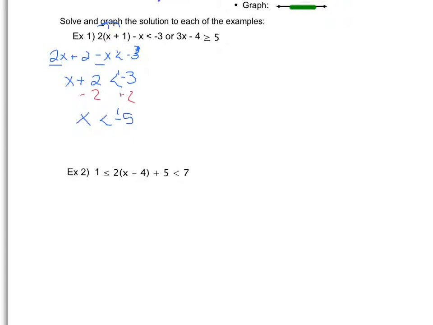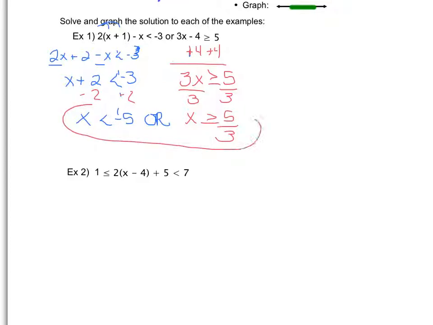I also have to solve the other piece, so I'm going to drop my OR down. And looking at the other side, there is no distributing, there are no like terms, and the variable's already on one side. So I'm going to go ahead and get rid of that minus 4 by adding a plus 4 to both sides, giving me 3x is greater than or equal to 5. Dividing both sides by 3, I get x is greater than or equal to 5/3. So here are my two solutions. I'm going to go ahead and graph them on the same number line.